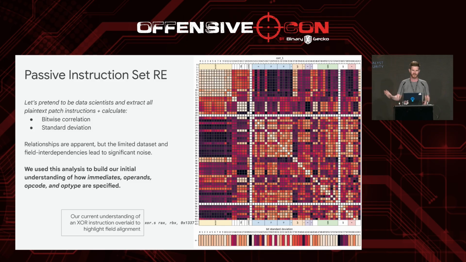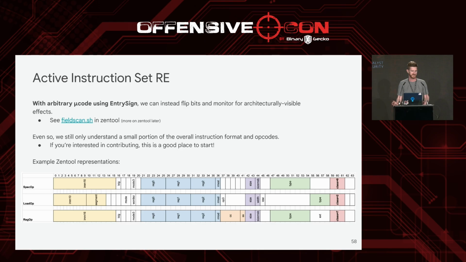And we kind of just stalled out here. We figured out some stuff, but not a lot. Today we'll talk about Entrysign, but we basically have the ability to install arbitrary microcode. And so, of course, now we can just flip bits in the microcode and see what the actual corresponding x86 effects are at an architectural level.